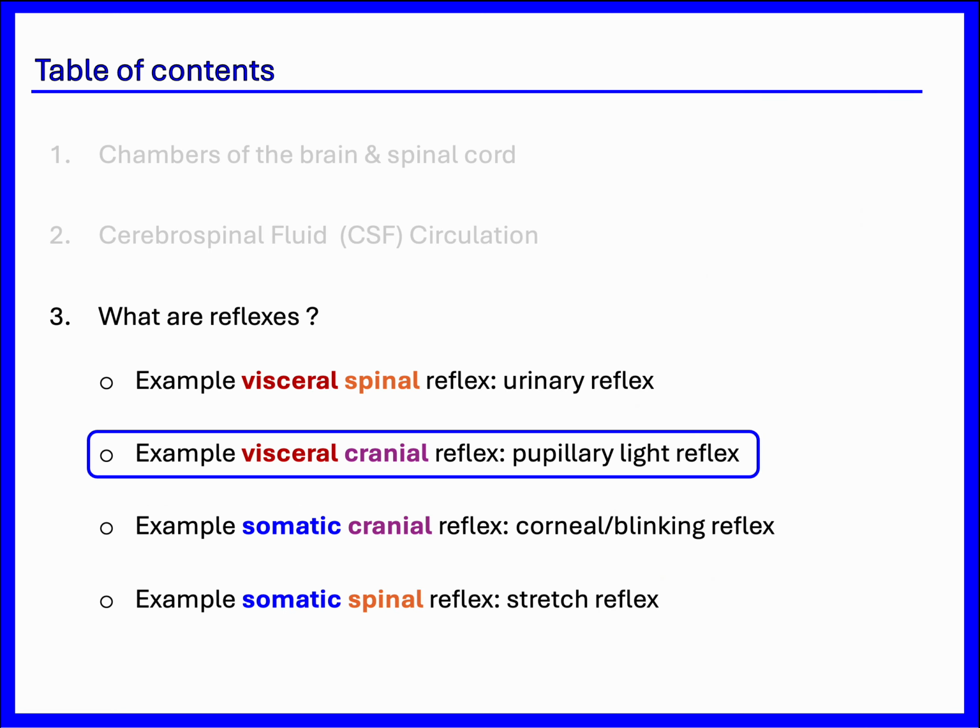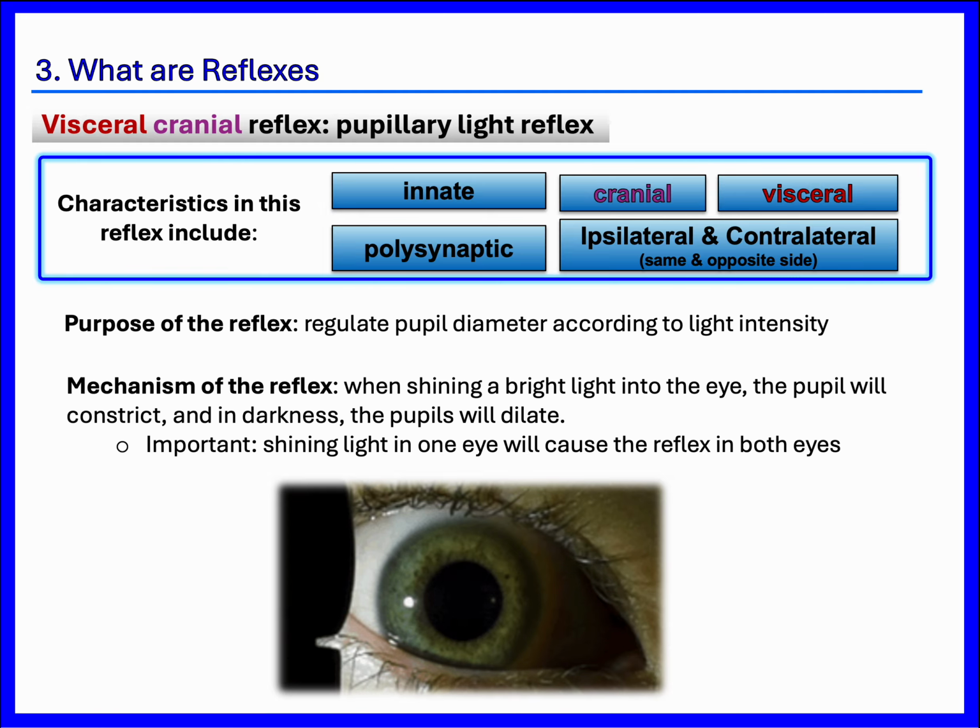Let's look at an example of a visceral cranial reflex, right? This is the pupillary light reflex. This is innate at birth. It's cranial, since eyes go through cranial nerves. Visceral, it's polysynaptic, and it's weird. It's ipsilateral and contralateral. Ipsi means the same, lateral, the same side. So you stimulate one eye and it comes back and affects the same eye. But it's also contralateral. You affect one eye and a neuron will also go to the other eye and have an effect. So the purpose of the reflex is to regulate the pupil diameter according to light intensity.